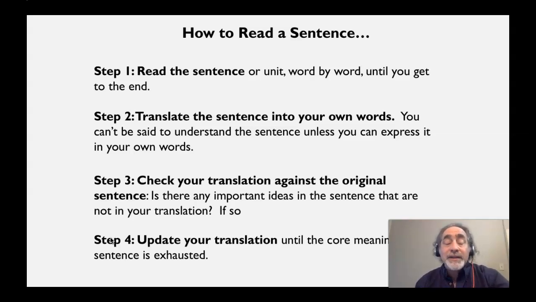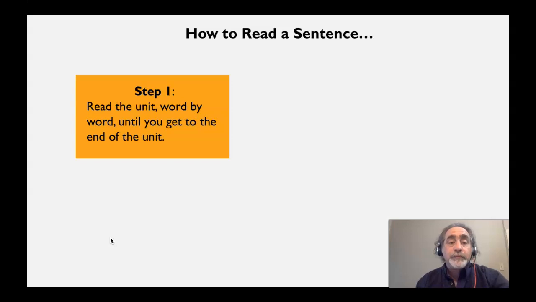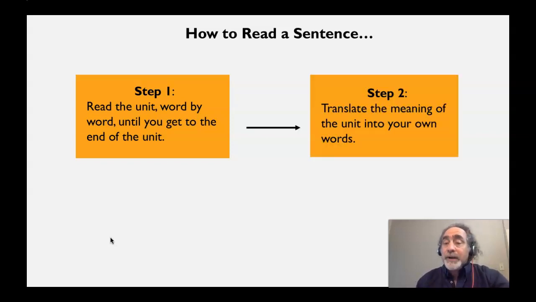And you'll be surprised sometimes how difficult it is to translate even the simplest sentences. So, let's restate this. Step 1, read the unit word by word until you get to the end of the unit, a sentence for example. Then step 2, translate the meaning of the unit into your own words. Check the meaning of your translation against the original sentence, and update your translation if you need to. Here's an example.